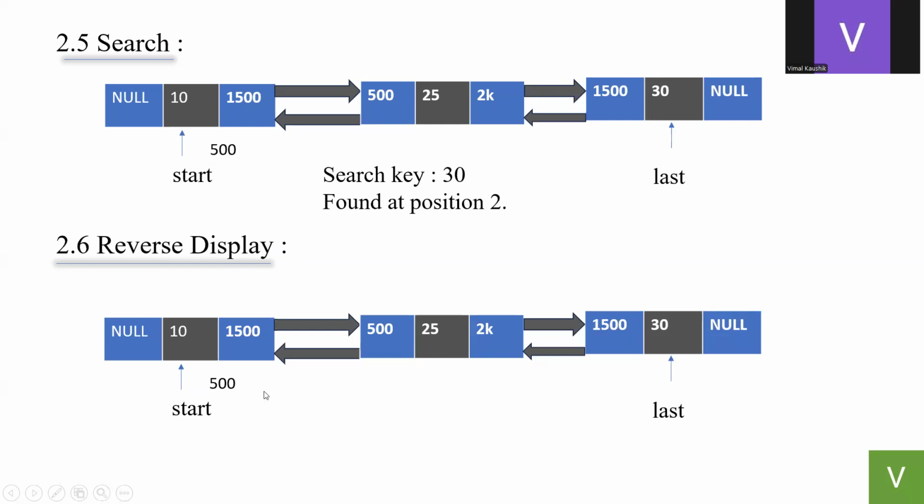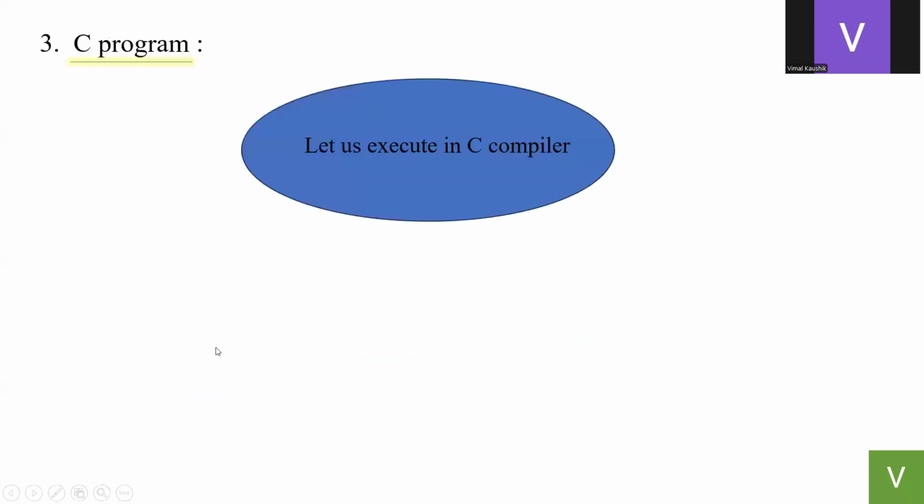So in a linked list, displaying and searching are easy, whereas inserting and deleting elements is tough when compared to arrays. So these are the abstract data types. Now let us write a simple C program. Let us write a C program for a double linked list.